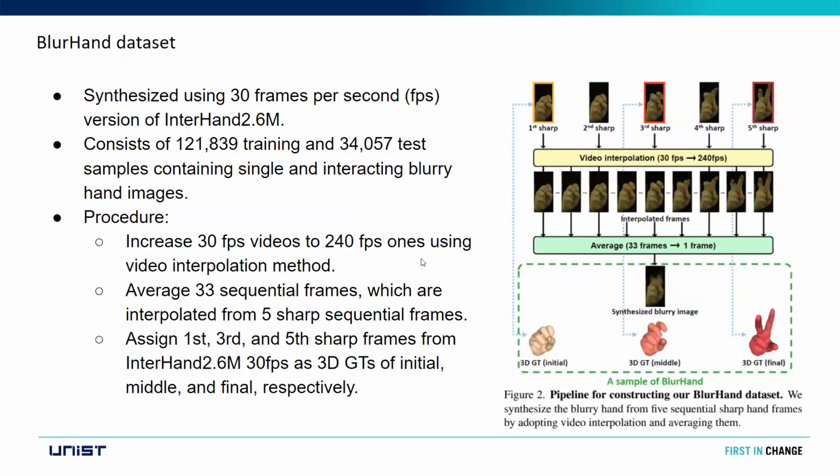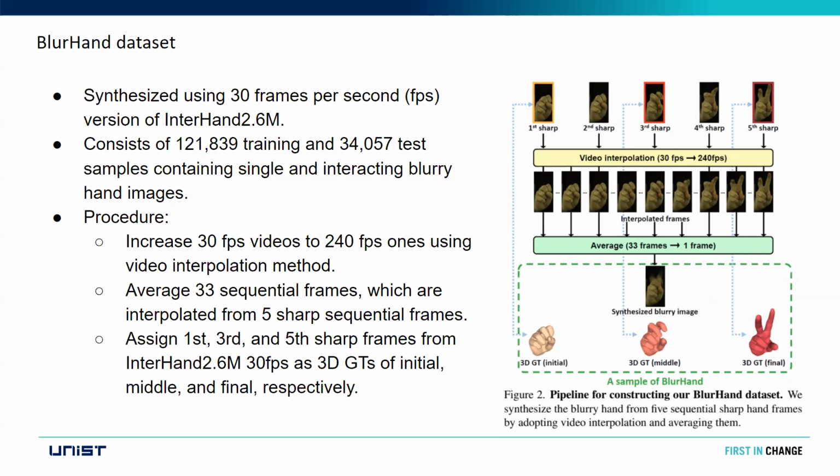So first of all, how is this BlurHand dataset generated? It's synthesized using the 30 frames per second version of the InterHand2.6M dataset. It consists of more than 100,000 training and 34,000 test samples containing single and interacting blurry hand images.